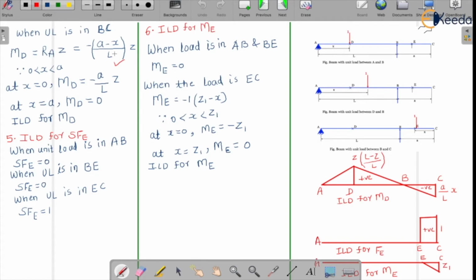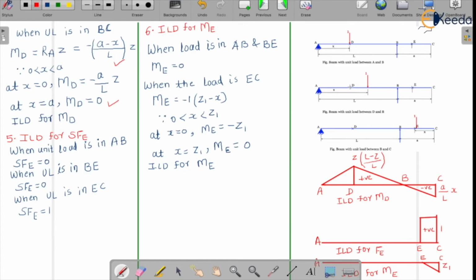Once we get this equation for this part, X varies from 0 to A. So when X equal to 0, the moment at D is minus A by L into Z. And when X equal to A, the moment at D becomes 0. So the shear force and bending moment at this point D are completed.